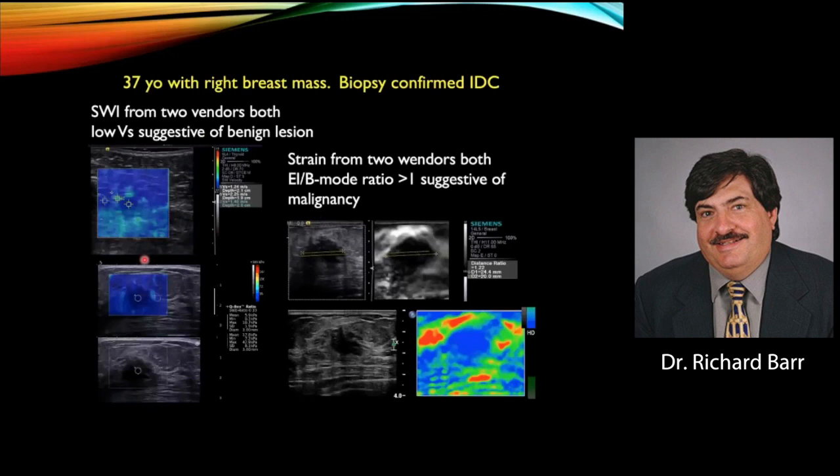And here is an example of this. This is the same lesion. On every strain system that I used, the E to B ratio is greater than 1, and it was a cancer. On every shear wave system, it was blue without a rim and would have been interpreted as a benign lesion. So this is not a function of the vendor. This is a function of the histology of cancers. They are just so stiff that shear waves do not penetrate them, and in some cases will give you a false negative result.